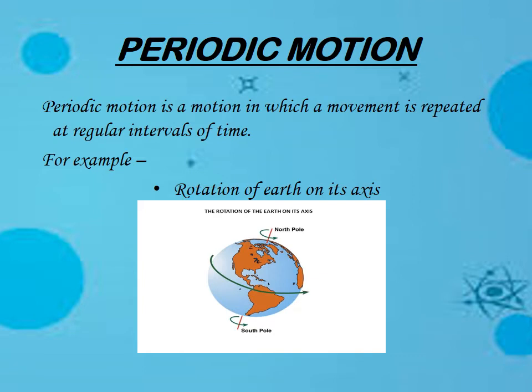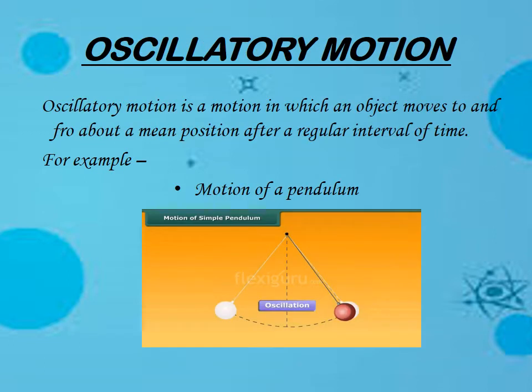Periodic motion. Periodic motion is a motion in which a movement is repeated at regular intervals of time. For example, rotation of Earth on its axis. Oscillatory motion. Oscillatory motion is a motion in which an object moves to and fro about a mean position after a regular interval of time. For example, motion of a pendulum.